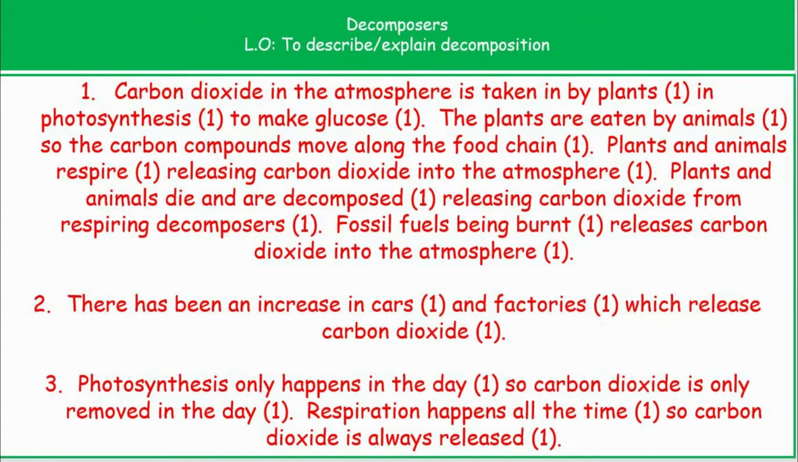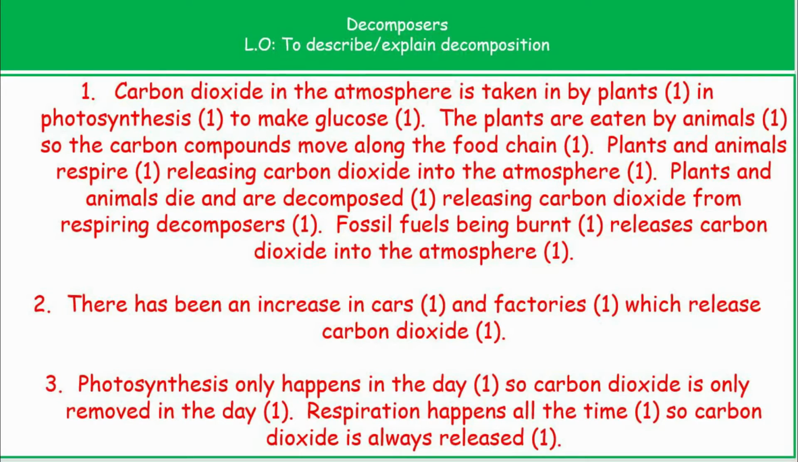For question 2, the reason that we've seen the fluctuation or the increase in our carbon dioxide over the past 100 years is we've seen an increase in cars or vehicles or transport, that's fine, and factories. So those two get you a mark, one each, and this is for linking it into the fact that they release carbon dioxide through the burning of fossil fuels.